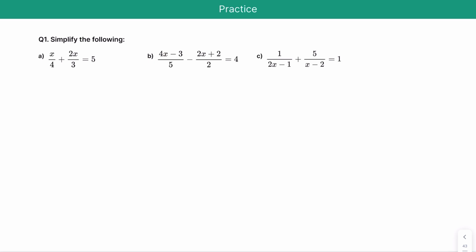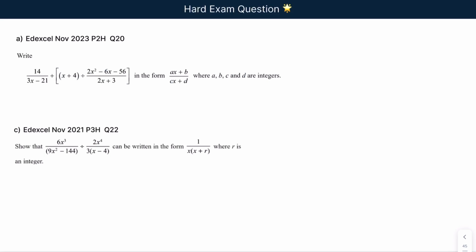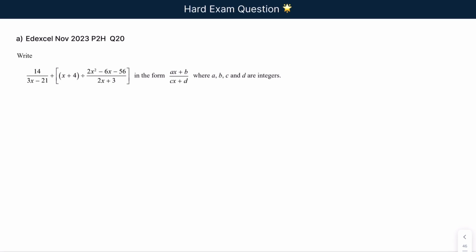So moving on, here are some practice questions for you to have a go at. And here are the answers. And finally, we're going to look at 2 real hard exam questions. Now, if you do want to have a go at these yourself, I recommend that you press pause now and have a go. So I'm now going to go through the first one.